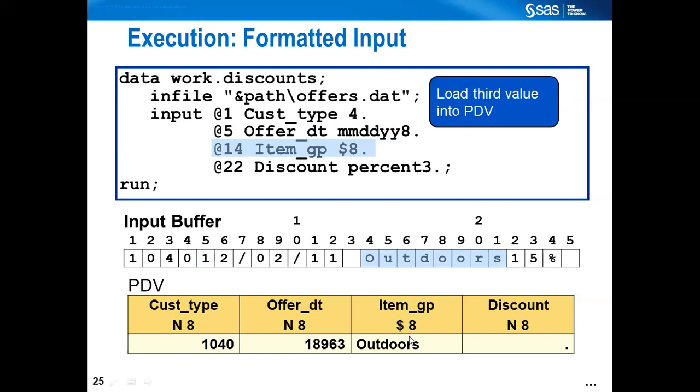It's character. And @22nd column, so this is the 20th, sorry, column. 22nd column, 3 places, column name is discount. Because we are asking it to read it as a percent, it will be saving and reading it as the number 0.15.